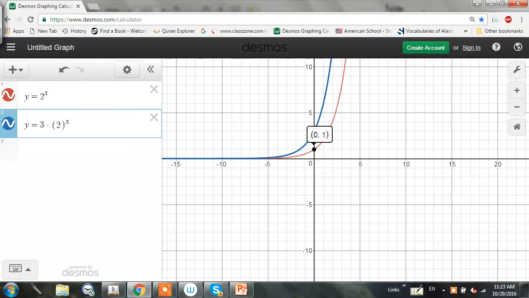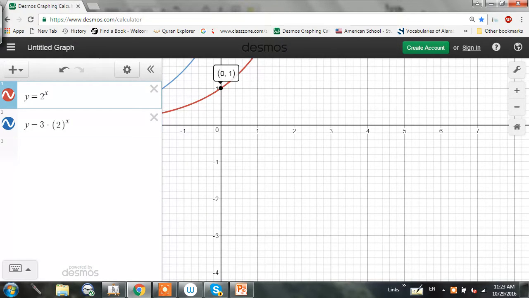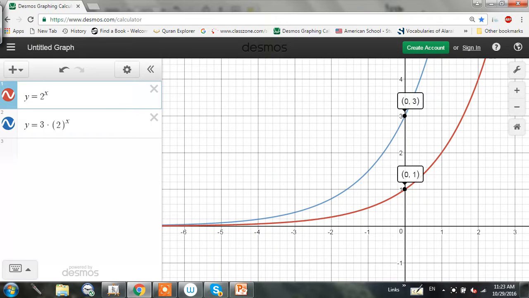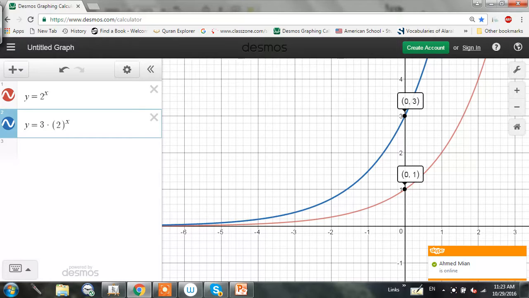You see this? So this is the parent graph. Okay, I'm sorry. So it's like over here, and I'm going to go down over here. Okay? So that's y equals 3 times this. Does that make sense? Okay.